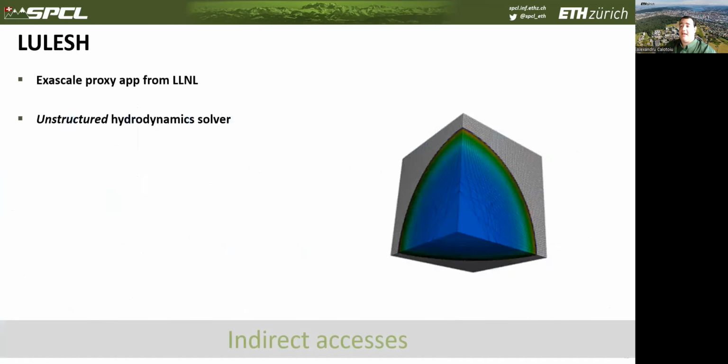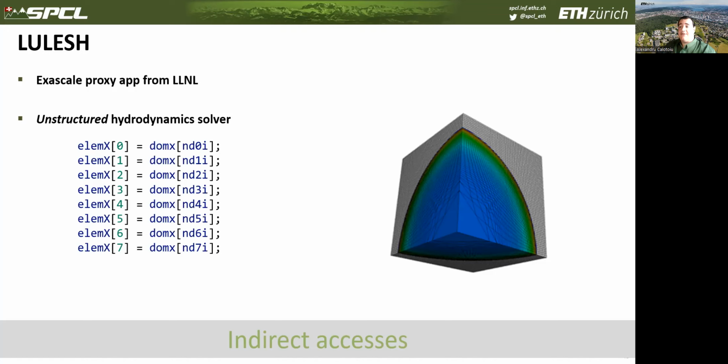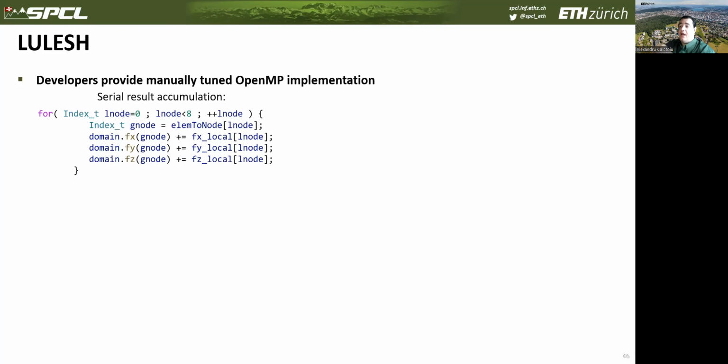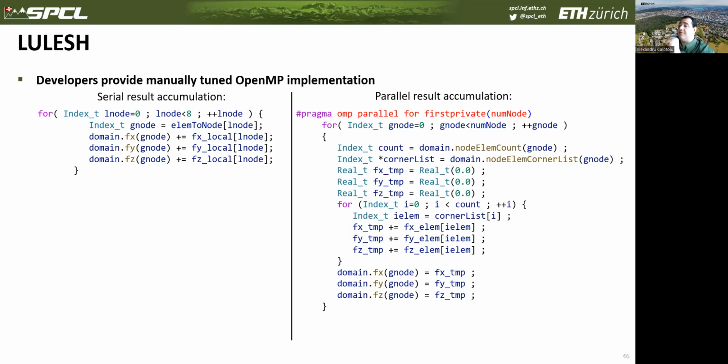For this, we have used the exascale proxy app from LLNL, Lulesh, which is an unstructured hydrodynamic solver. An issue here in the optimization and compilation procedure is the fact that there are indirect accesses. So to know which elements are accessed, another array of indices is used. There are multiple versions of the Lulesh code, and the developers provide a manually tuned OpenMP implementation. However, as a base of our approach, we only use the serial version provided, not the parallel OpenMP implementation. So, for example, this is the serial result accumulation, and on the other side we see the parallel result accumulation.